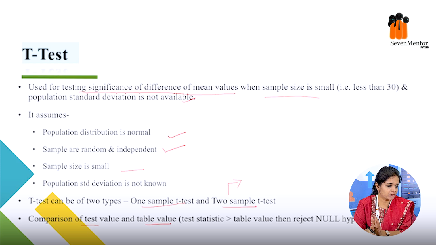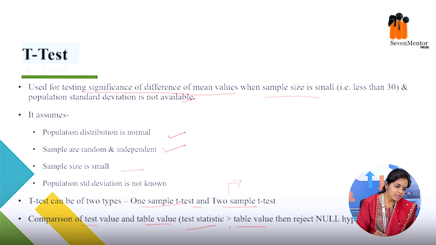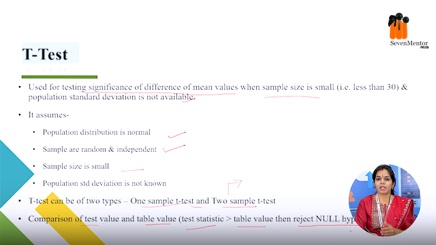This is also one parameter. So after performing this, if we get a test statistic value greater than the table value, remember, we reject the null hypothesis. And in the other case, where it is less than the table value, what will we say? We fail to reject the null hypothesis. Yes, you said the statement correctly. We fail to reject the null hypothesis.